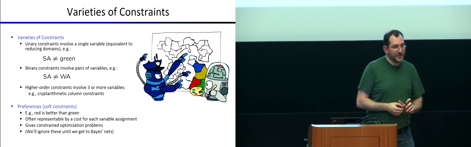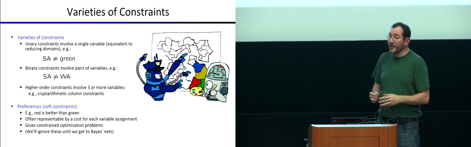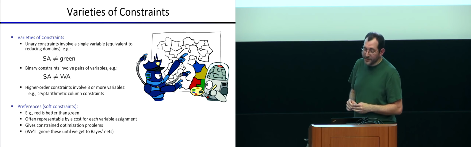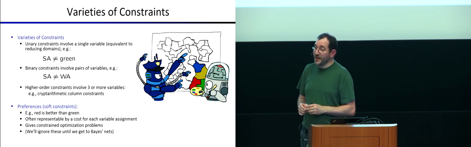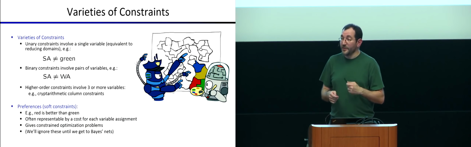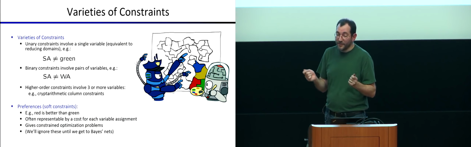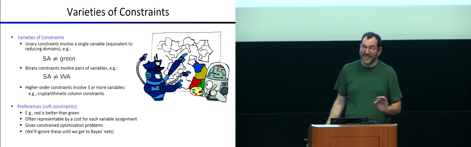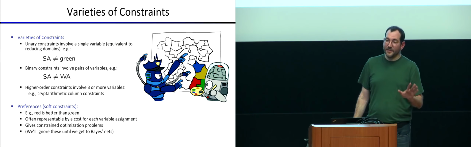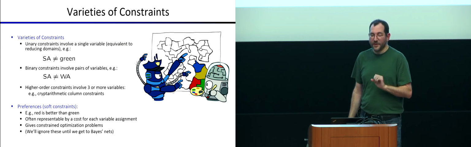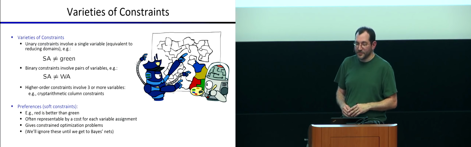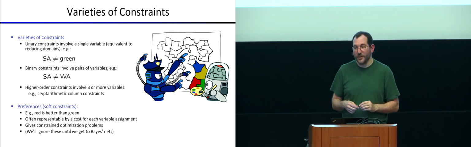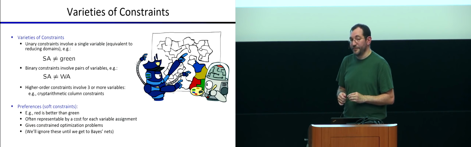There's also preferences, or what people call soft constraints, like color this map, but I like red. Use red if you can. Red's better than green. And these are often represented by having variable assignments that have costs, either costs on the domains or costs on soft constraints. This gives a kind of constrained optimization problem that we're going to say nothing about here, but it's going to be very relevant when we get to Bayes' nets, because Bayes' nets are a form of reasoning over these kinds of graph structures with real value costs. Okay, but not today.